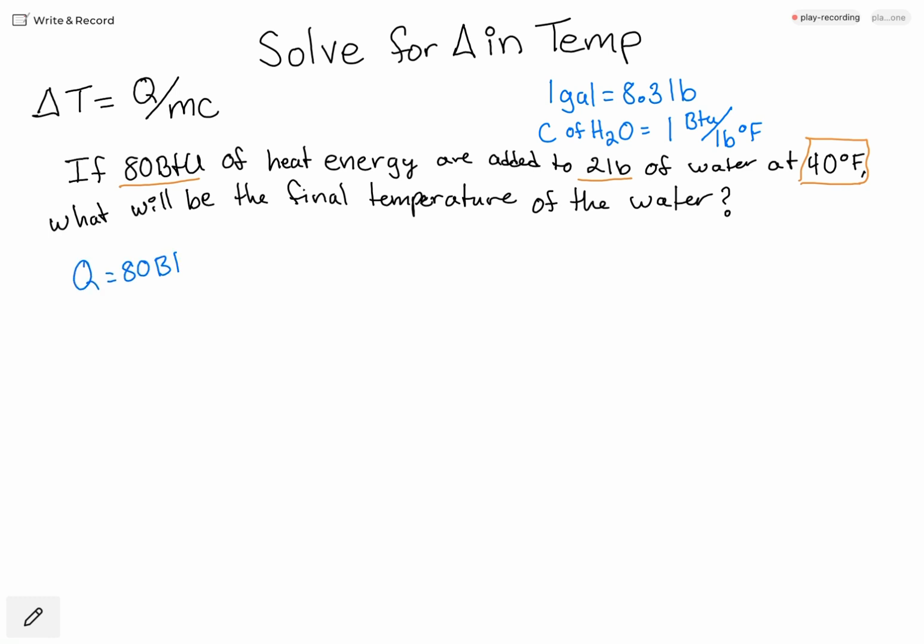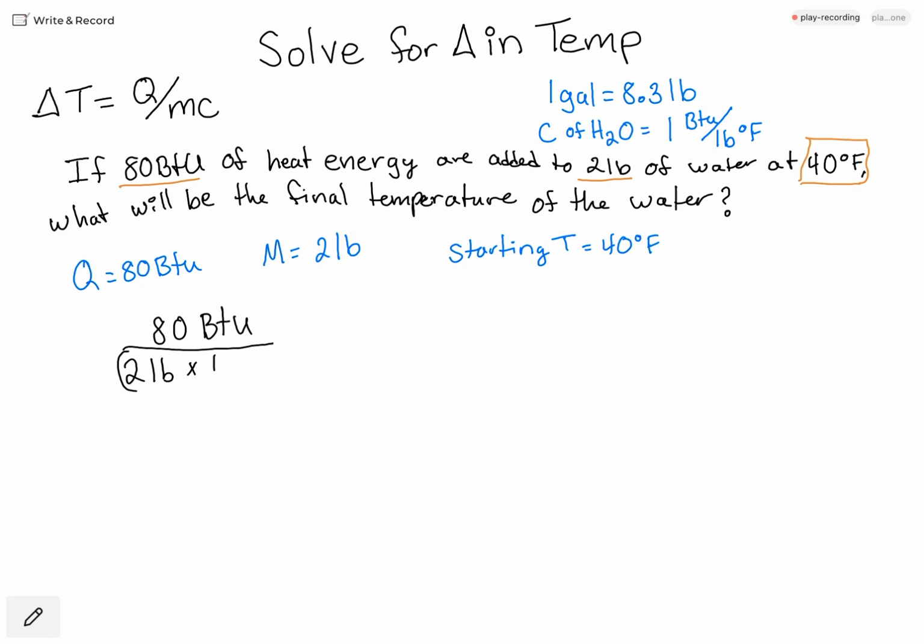So Q, mass, and starting temperature. If I'm going to plug these into my equation, I will put my 80 BTUs where my Q is, my 2 pounds where my M is, and my 1 with the unit of BTUs per pound per degree Fahrenheit where my C is. I will cross out my unnecessary units, and I will be left with degrees Fahrenheit.